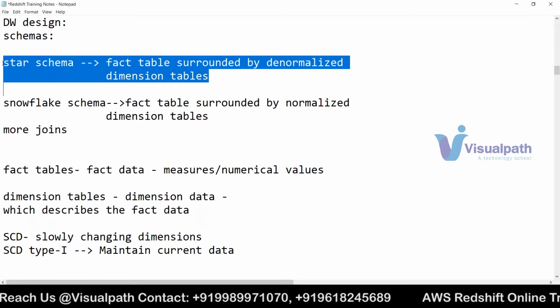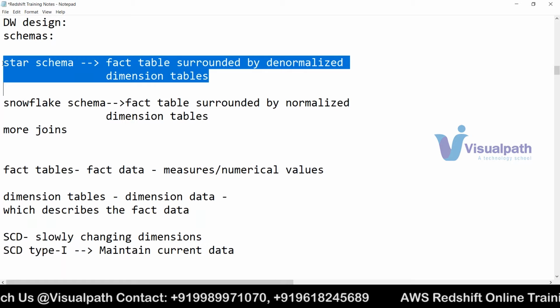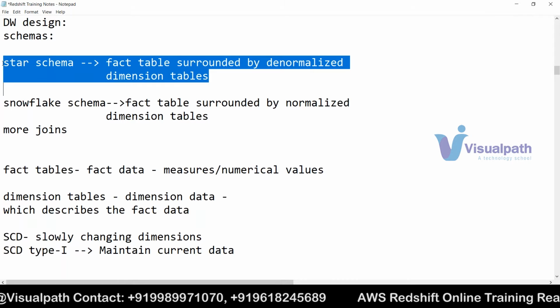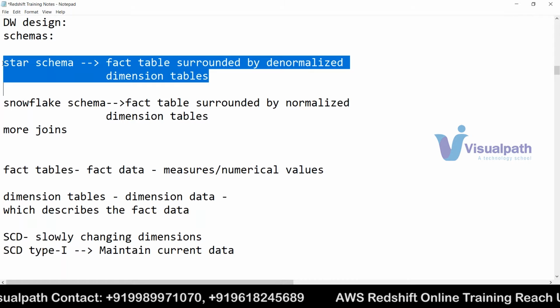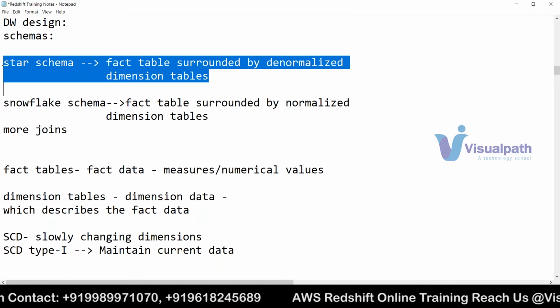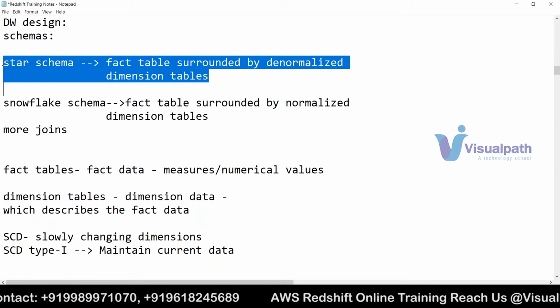Then only we can join them and get all the data. So star schema is: a fact table will be there and then dimension tables will be there. And for the dimension table, just one dimension table for each dimension.